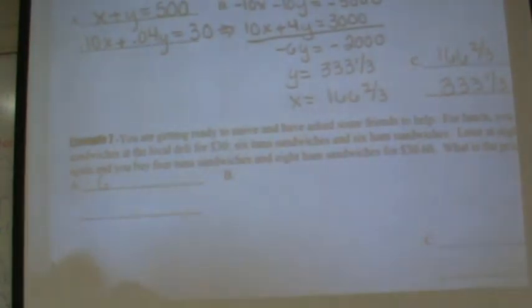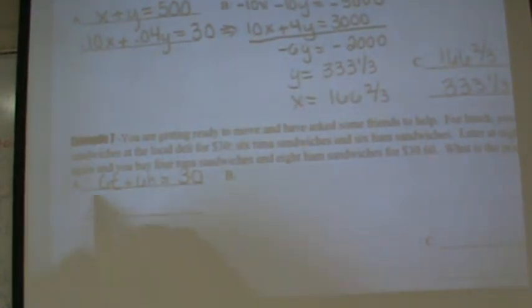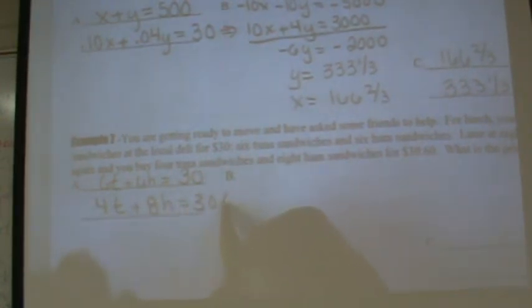Can you give me 2 equations out of that? Anyone think they know one of them? Go ahead, Alex. 6T, tuna, plus 6H equals 30. Yeah. And what's the other one? 4T plus 8H equals 30.60. Now how are you gonna solve this one?